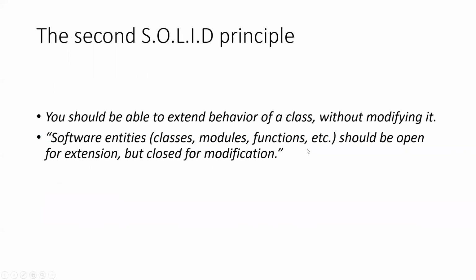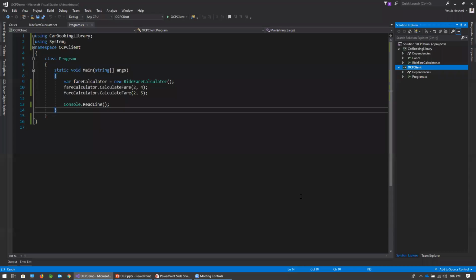The open close principle says that you should be able to extend the behavior of a class without modifying it. In other words, software entities should be open for extension but closed for modification. I've repeated the same definition a couple of times in different words, but what exactly does it mean? Let's get into the code. Let's be technical and see how we actually achieve this principle rather than just going through the PPTs.